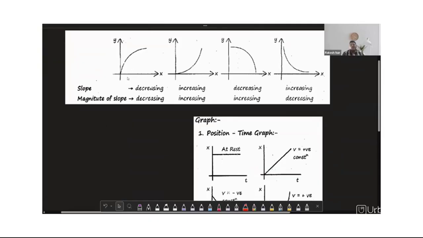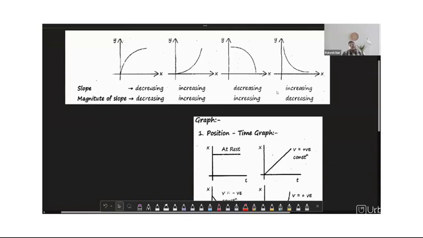In the very first graph, we can see the rectangular hyperbola, it is decreasing, and the magnitude of slope is also decreasing. Certain pinpointed conditions of position with time are captured by these graphs. In the second graph, the slope is increasing in nature with respect to the XY graph, and the magnitude of slope is also increasing with it. In the third graph, we can see the decreasing nature of the slope, but the magnitude of the slope is increasing. Why? Because the steeper it is becoming, the slope value is increasing in that very order.